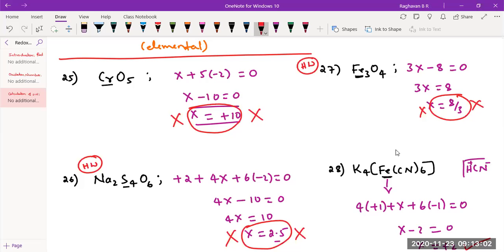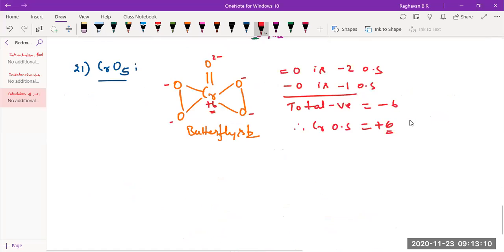Is that okay? Sir, Fe3O4 is Fe2O3 plus FeO, sir. Exactly. One answer already I found. So there will be 2 oxidation states. For the first one, it's 3 plus, and for the second one, it's 2 plus. Exactly. So it is actually FeO dot Fe2O3.